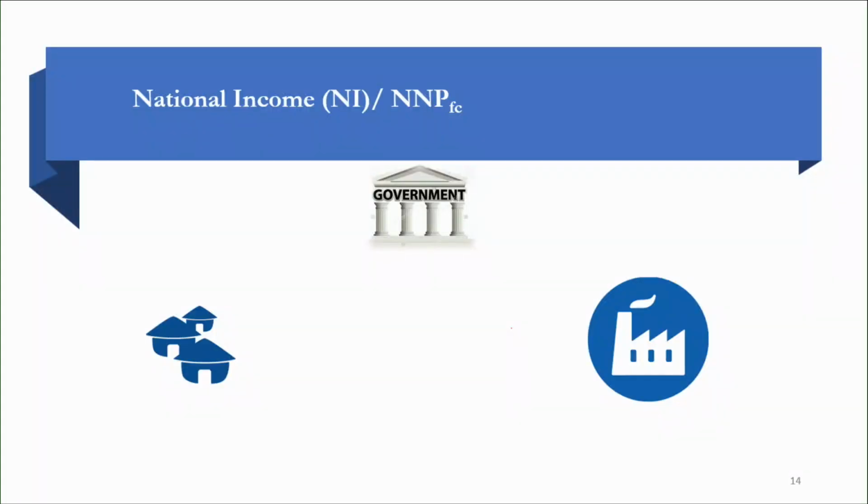Now let's look at the other most important income measure, that is NNP at factor cost, which stands for net national product at factor cost. Here I am going to define two important terms, factor cost and market price. And this NNP at factor cost is also very popularly referred to as national income.